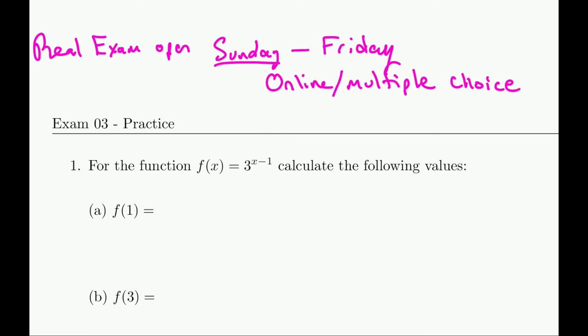So let's go. So first thing we're calculating is f of 1, so we'll plug a 1 in for x. So we'll have 3 to the x minus 1, which is 1 minus 1. And then the exponent 1 minus 1 is 0. And then anything to the 0 power is 1. So 1 is your answer.